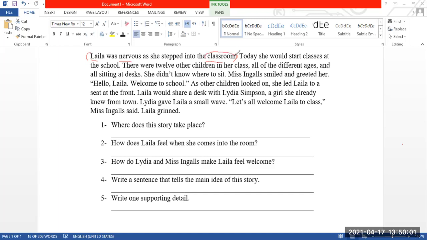So classroom is a school. Where does this one take place? It's a school, or classroom, in the classroom. How does she feel when she comes in? She is nervous. Nervous. How do Lydia and Miss Engels make Layla feel?